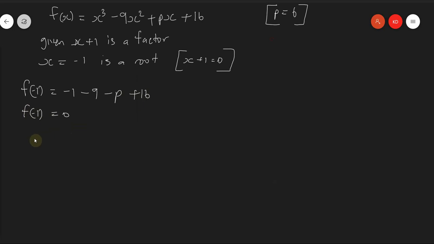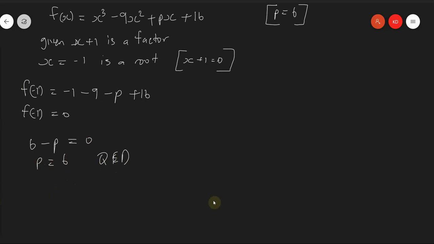Therefore, let's just tidy this up. 16 minus 10, that's 6. So 6 minus p should be equal to 0. Therefore, p is equal to 6. So we proved that. That was easy. Now it says to factorize f of x completely.